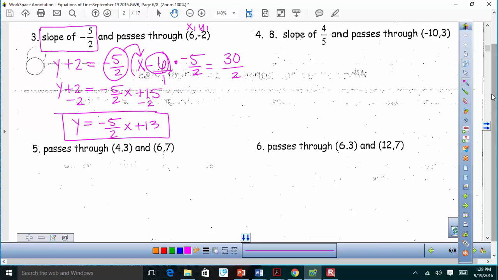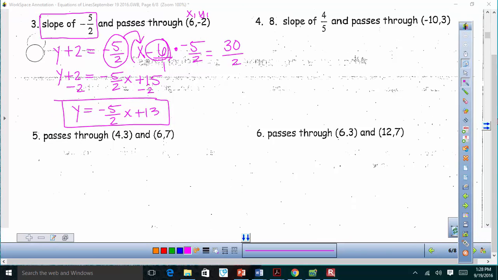Okay, what about if you are given something like 5, where we are just given 2 points? What are we going to have to do first? Very good. We're going to label x1, y1, since this is the first point they gave me. 6, 7 is the second point, so this would be x2, y2, and we're going to have to plug into the slope formula. So that would be y2 minus y1, 7 minus 3, over x2 minus x1, so 6 minus 4.